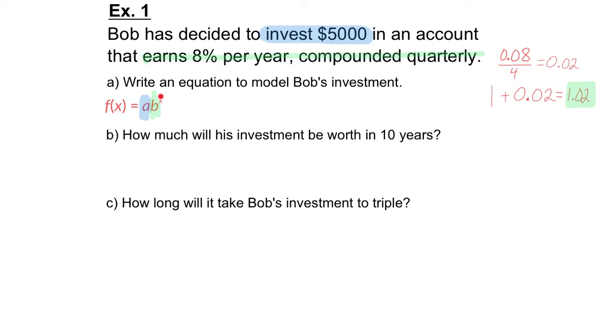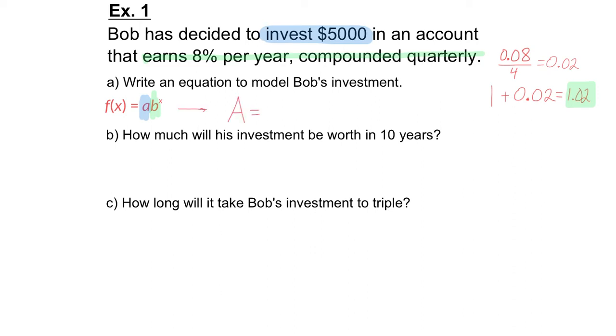Now this exponent of x, that's my independent variable. Well, my growth rate is how much it's growing per quarter. So my independent variable needs to be the number of quarters. So x is going to be the number of years the account is in use multiplied by 4, because there's 4 quarters for each year that it's in use.